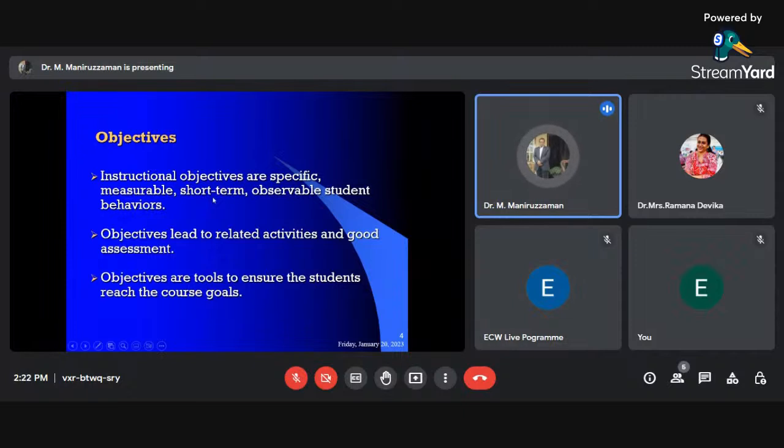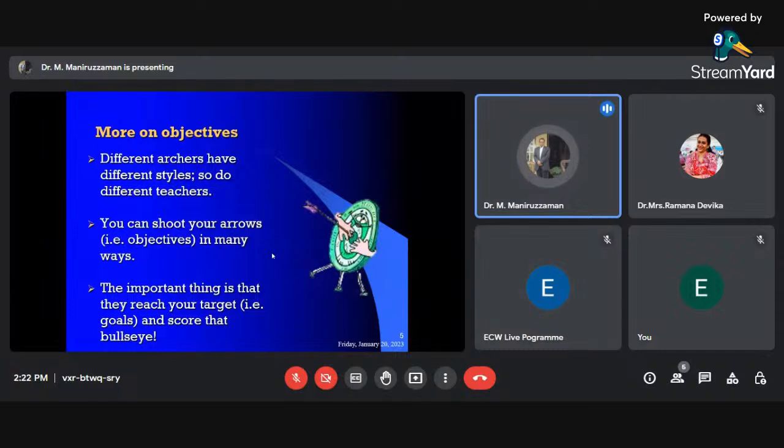Different archers have different styles, so do different teachers. When we teachers are teaching a topic, all the teachers don't necessarily teach the topic in the same way. Different teachers may have many different ways, different modes. You can shoot your arrows, that's objectives, in many ways. The important thing is that they reach your target. The target means the goal, and score that bull's-eye.